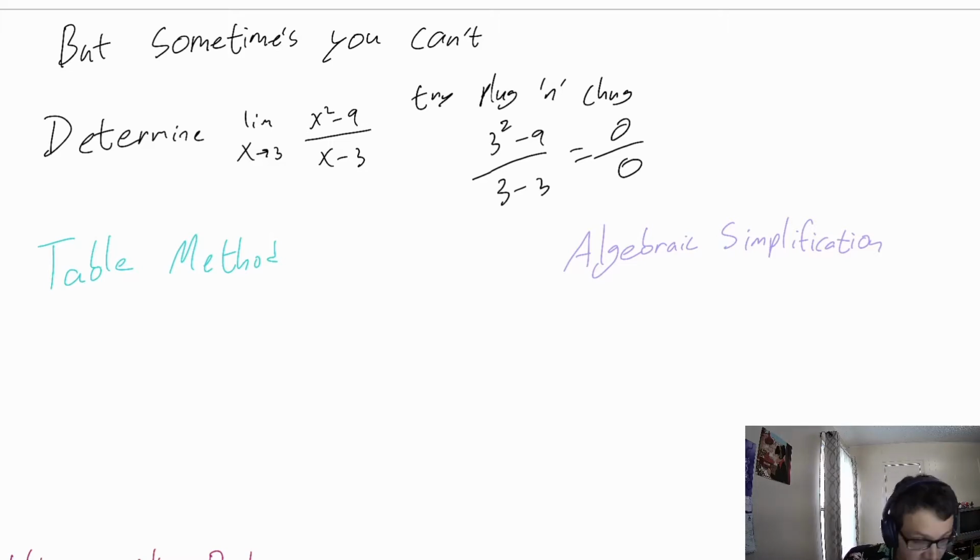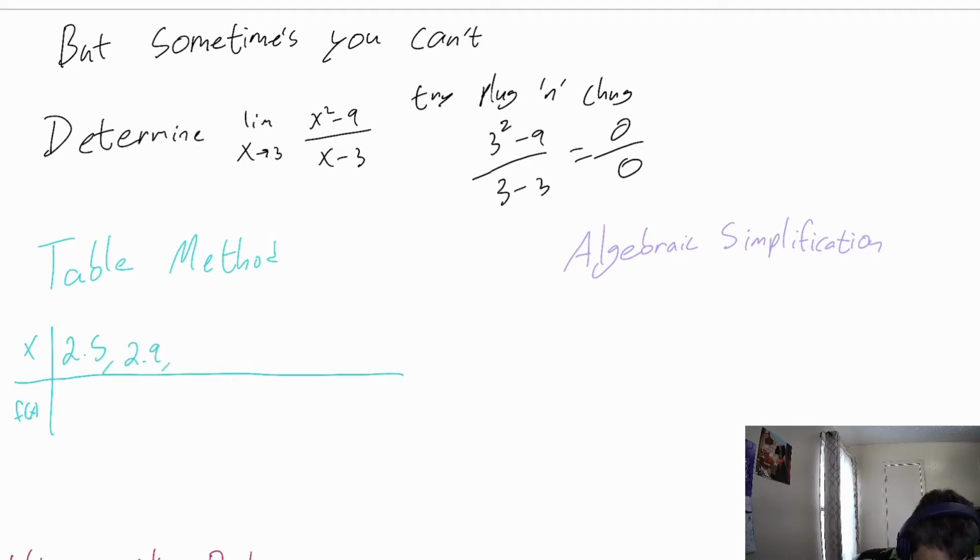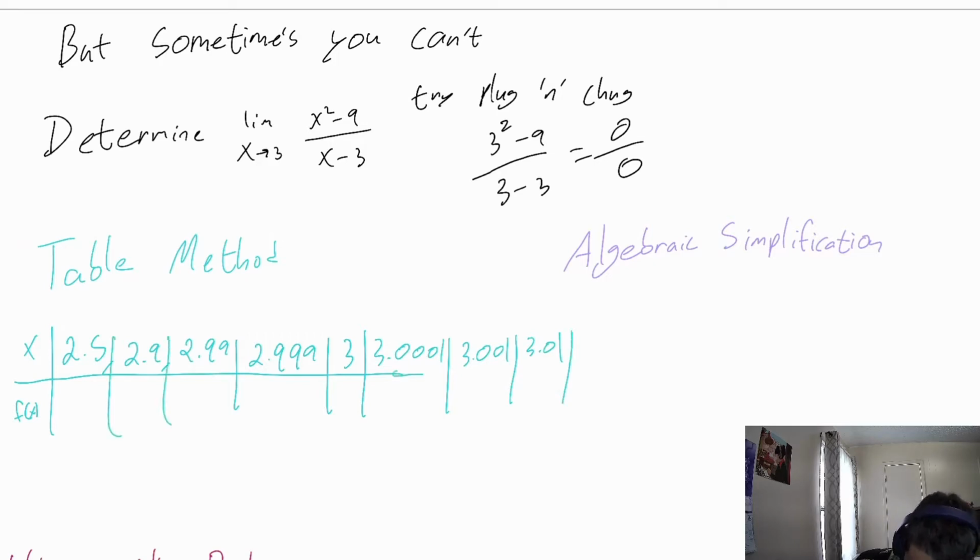The first is the table method. The table method is, well, if we want to know what happens as x approaches 3, we can make a table of x values and f of x values, and we can pick numbers getting increasingly close to 3. So we can start with, say, 2.5, 2.9, 2.99, 2.999, 3, we don't know what's going to happen there, 3.0001, 3.001, and 3.01.